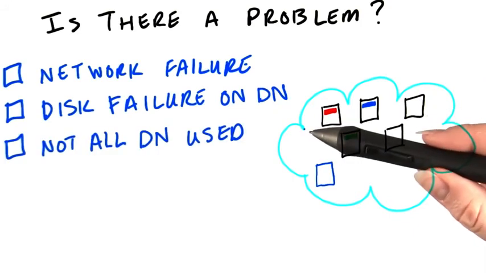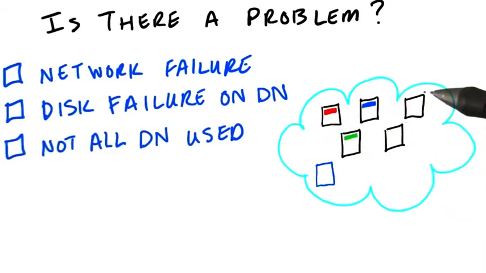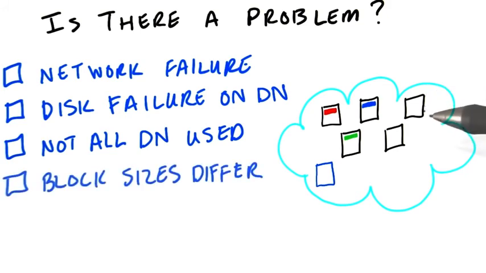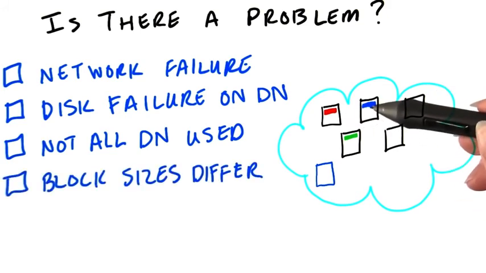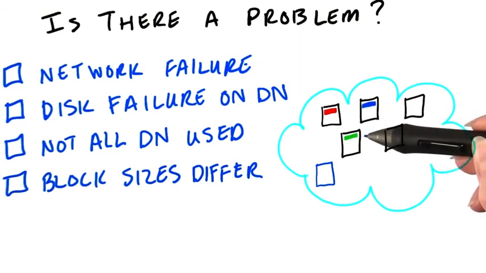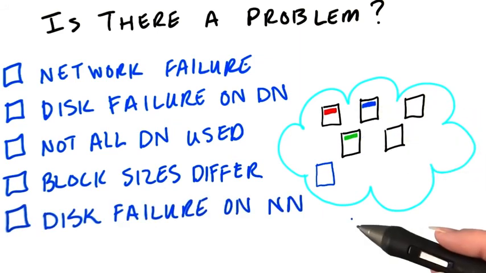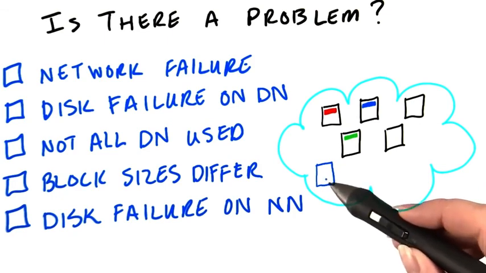Do you think it's an issue that not all of the data nodes are used to store data? Or could it be a problem that the block sizes differ? Two of them are 64 megabytes, but one was only 22 megabytes. Finally, do you think it'd be a problem if we had a disk failure on the name node?